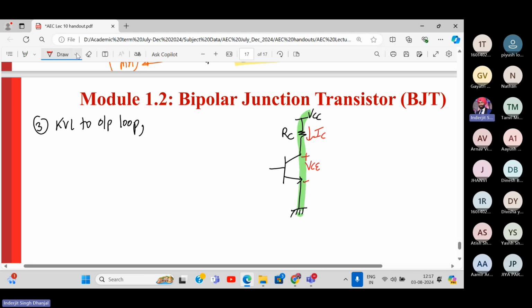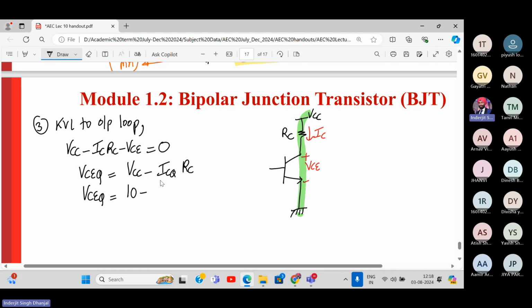So how do you write this expression? VCC minus ICRC minus VCE is equal to 0. So how much is VCEQ now? VCC minus ICQ into RC. Calculate this number. VCC is 10 volt. ICQ you got as 1.86 milliampere, that is 10 raised to minus 3. RC is how much? 3 kilo ohm, right? So 3 into 10 raised to 3. Please let me know the answer of VCEQ. Do it in your calculator carefully.